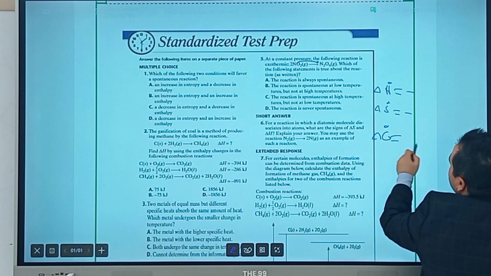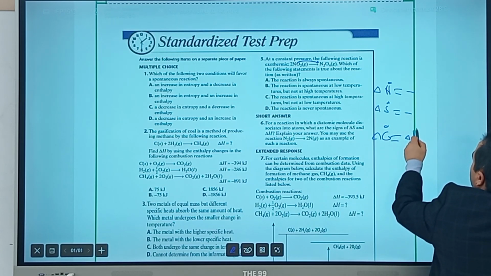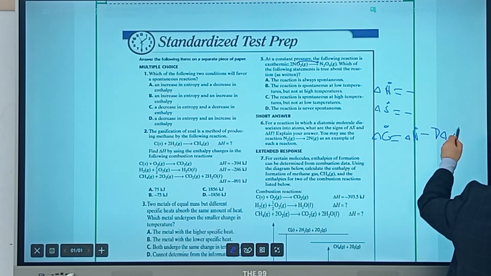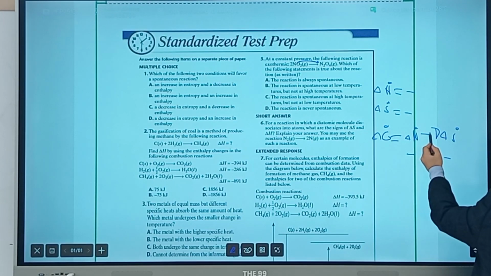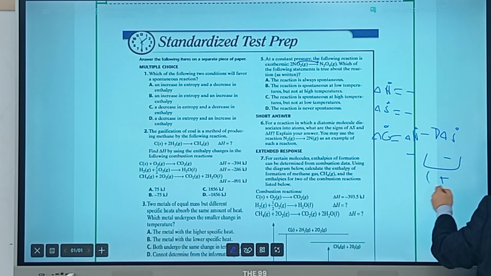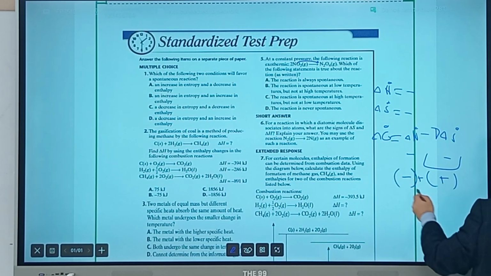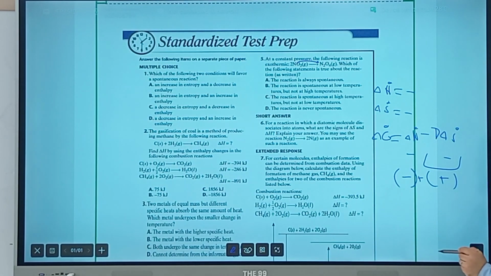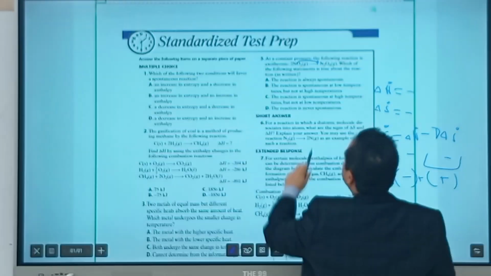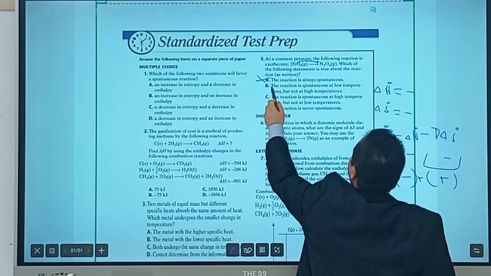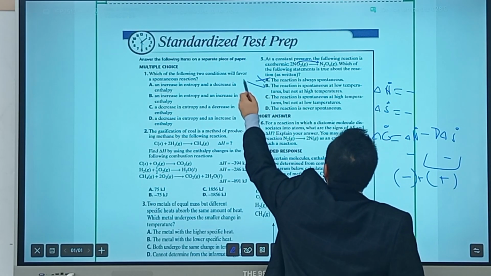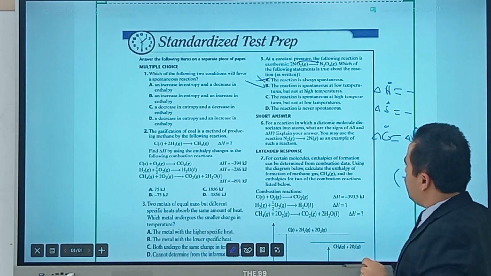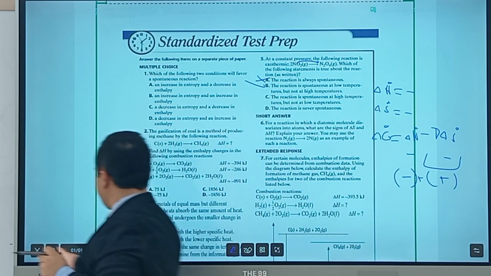Delta G is equal to what? Delta H minus T delta S. Negative, and negative multiplied by negative is positive, positive plus negative. So the reaction is spontaneous at low temperature. This T delta S must be lower than delta H. The reaction is always spontaneous? No. The reaction is spontaneous at low temperature? Yes. B is the correct answer.